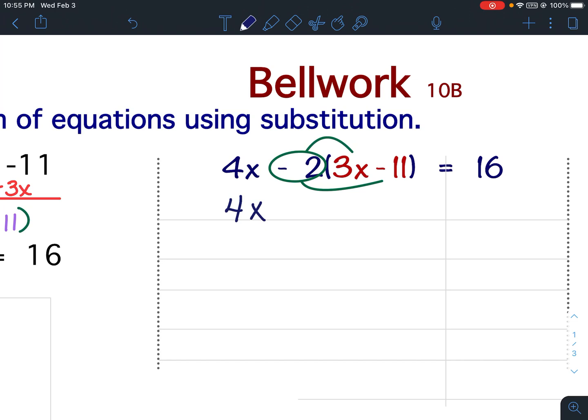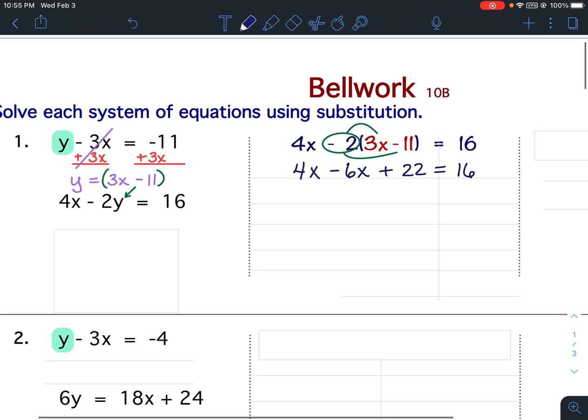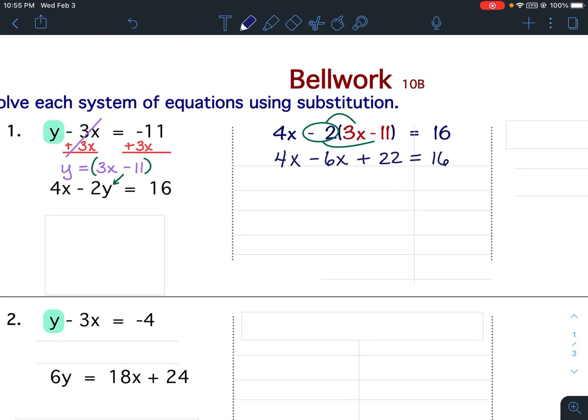Negative 2 times 3x would give me negative 6x. Negative 2 times negative 11 would give me positive 22. That's all the farther I'm going on this problem. I will tell you the next step would be to combine like terms.